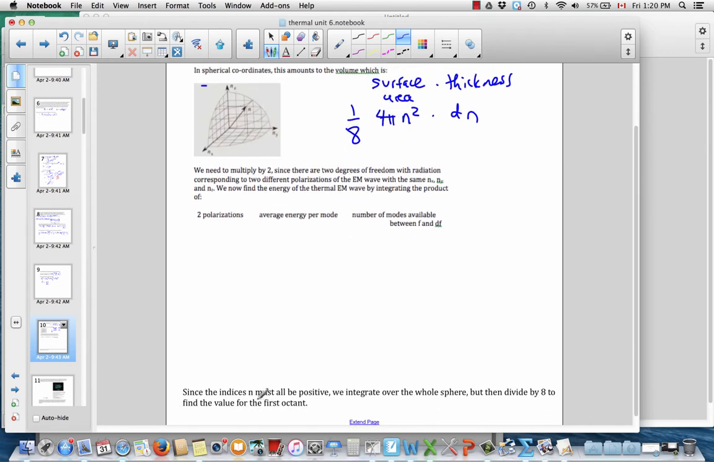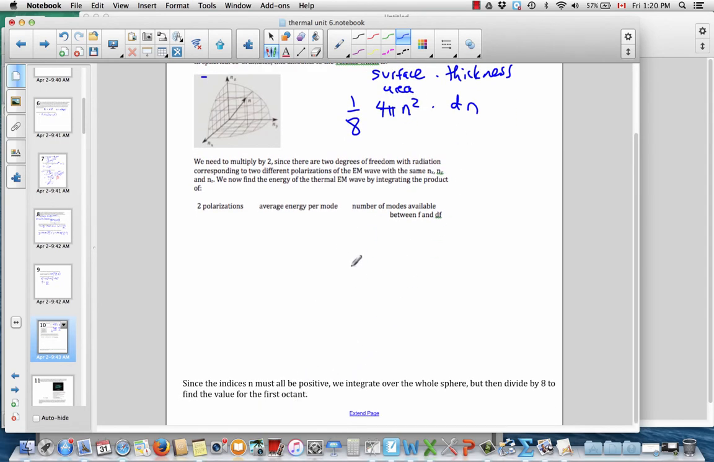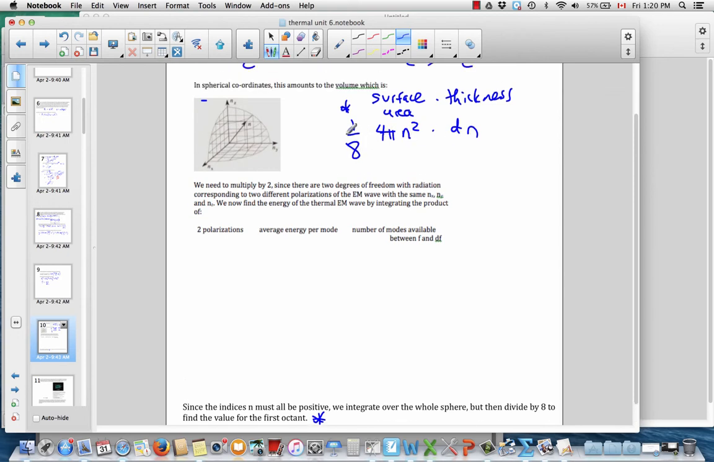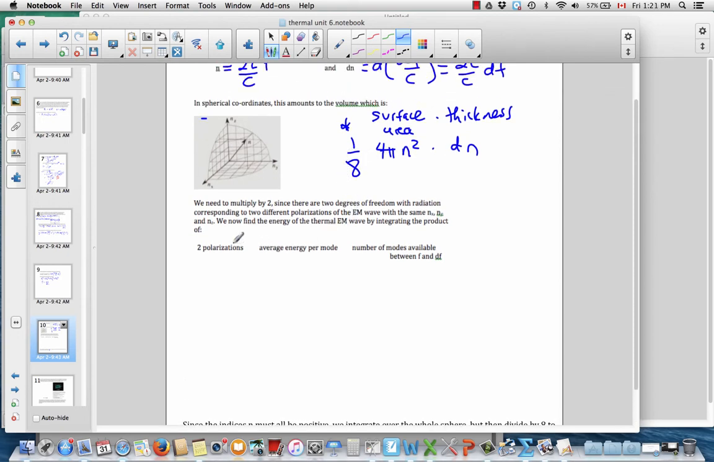Now there's a comment down here at the bottom that justifies that expression. So why do we have the 1/8? Well, it's because we're considering all n values, including the negative ones, to get this easy expression. And then we're just dividing by 8 at the end. Okay, so we're ready now to find our energy.